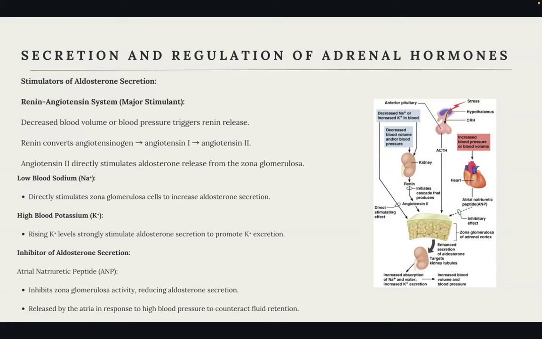Now, what ANP will do is it's going to go to my zona glomerulosa and it's going to inhibit the release of my aldosterone. It's going to stop the release of aldosterone, meaning I'm going to stop the sodium uptake and fluid retention and hypokalemia. It's going to stop all of these effects in an attempt to decrease blood pressure or blood volume because it's received at a very high rate. I hope that made sense.